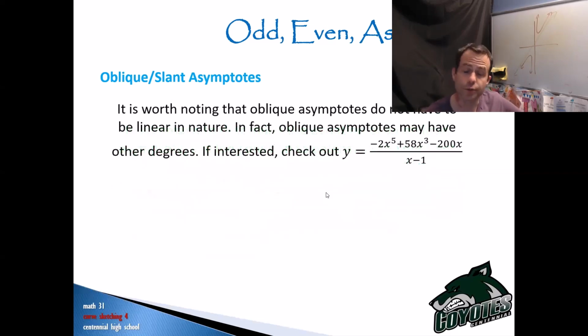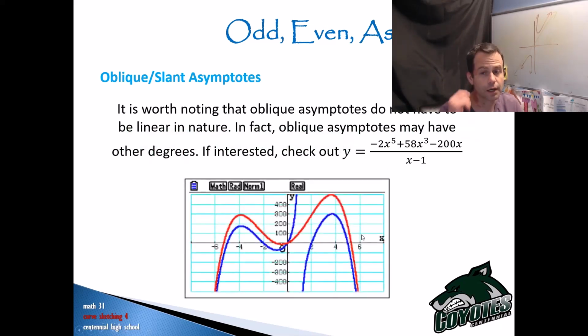It's also worth noting that oblique asymptotes don't have to be linear in nature. The one we did in this example, and even the one I just drew up here, was a linear one. But in fact, oblique asymptotes may have other degrees, okay? If we were to take a look at this graph, and I showed you both of those polynomials again, what we see is as we approach infinity on both sides here, the blue and the red are going to get closer and closer and closer to each other. Okay.